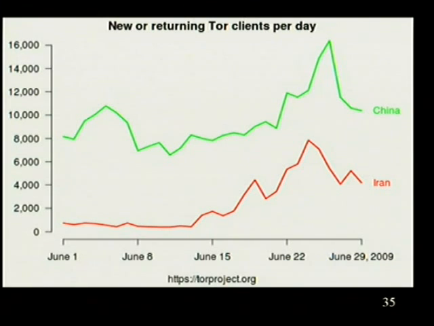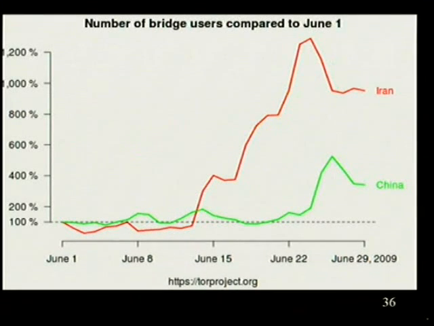Separately, we teach the bridges to do the same sort of statistics. And I'll get to that in this slide right here. These are the number of people using bridges in that same time period. So there are a lot of people in Iran using bridges and basically nobody in China. For both of these countries at this point, you didn't need bridges. The Tor network worked directly. So you just connect to Tor and you're all set.